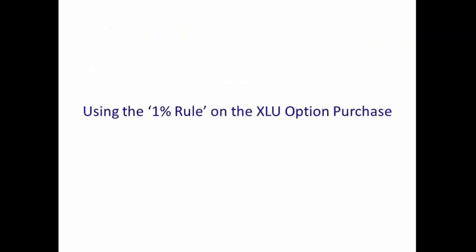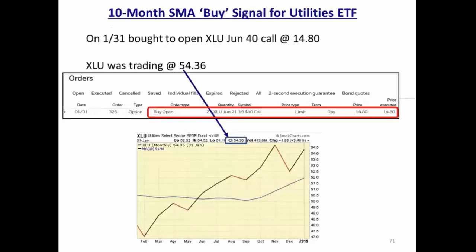So let's look at the 1% rule for our XLU option purchase, that we still own. And again, on January 31st, we purchased the June 40 strike call at 14.80. And on January 31st, XLU was trading at 54.36. So if we buy the 40 strike call, that's an in-the-money call, as it's less than the stock price or the ETF price of 54.36.